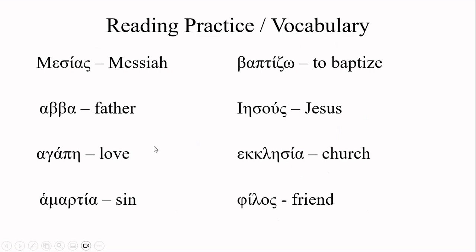Let's go over a few more words. These are a few more words for more reading practice, and these are your vocabulary words. Try to memorize these and practice reading them over and over again a few times. The first word is Messias, which is Messiah. Next word is Abba, meaning father.